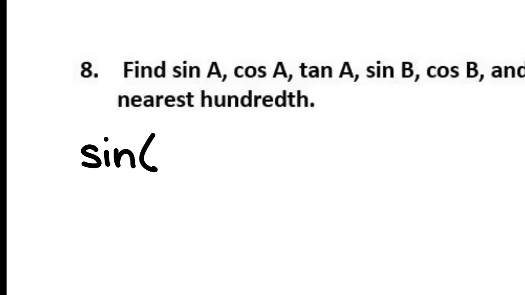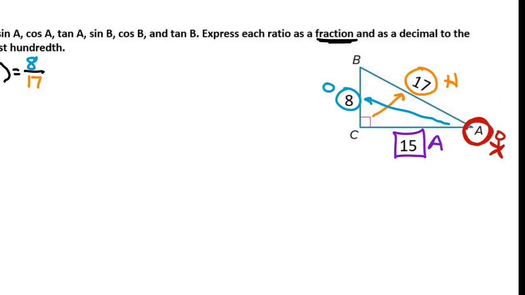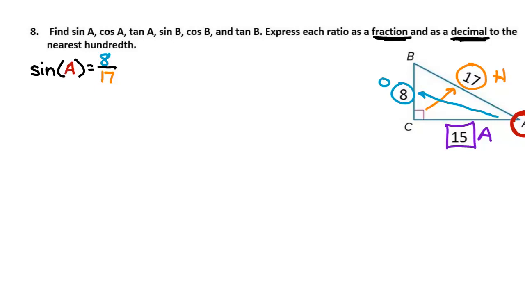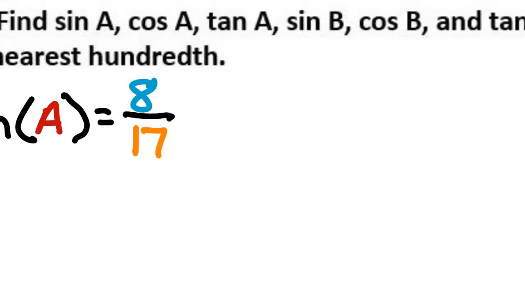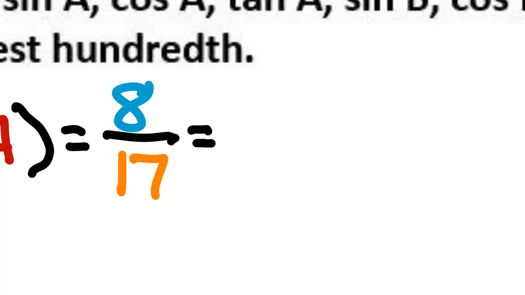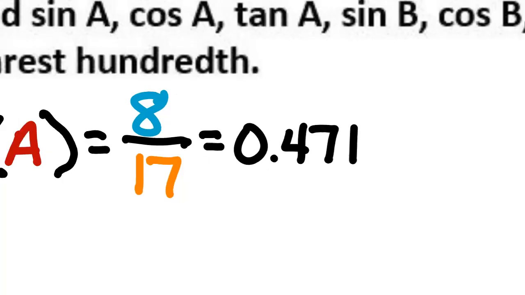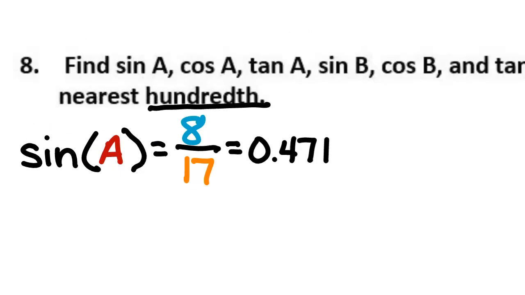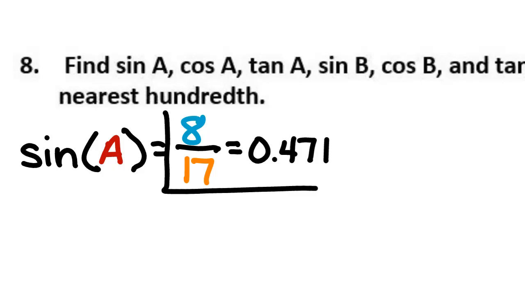Sine of angle A is opposite over hypotenuse. My opposite side is 8. My hypotenuse is 17. They wanted me to write it as a fraction and as a decimal. I cannot reduce 8 over 17 at all, so that would be my fraction in simplest form. When I pop 8 over 17 in my calculator and I round it to 3 decimal places, I get 0.471. If you round it to the nearest hundredth, that would just be 0.47. So there's sine of angle A.